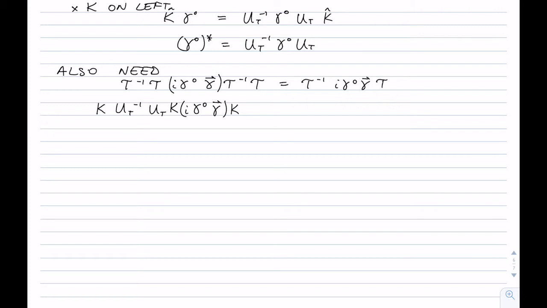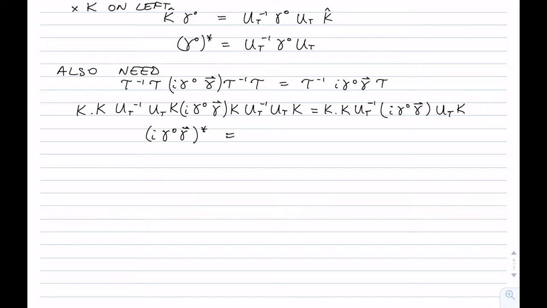What I haven't done is put in all of my hats. I'll go back and do that later. Minus 1 ut k equals, and you can see that a lot of these are just going to cancel off. This is k ut minus 1 i gamma naught gamma ut k. And now I want to multiply on the left by k again, just like what we did before. Now I've got kk, so that's 1, ut minus 1 ut, that's 1. k applied to this i gamma naught gamma is i gamma naught gamma star. Then I've got k applied to ut, and then more k, so that thing goes to 1 as well.